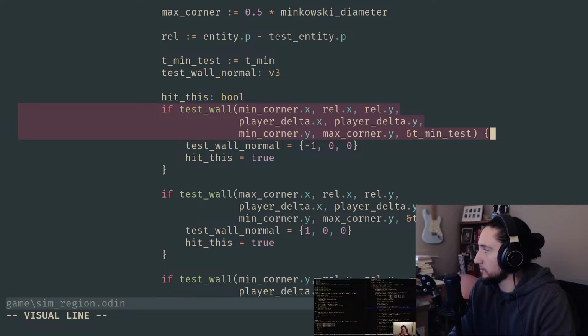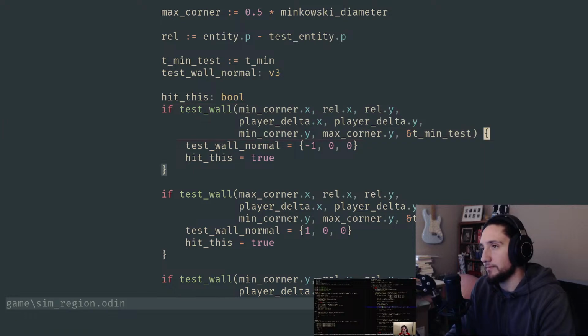Now, what we could do is expand the test wall function to actually handle Z, but that's probably not a good idea, because when we do the final collision detector, we're not going to use test wall, and the things are not going to be rectilinear or axis aligned, so really there's no point in updating the test wall call.